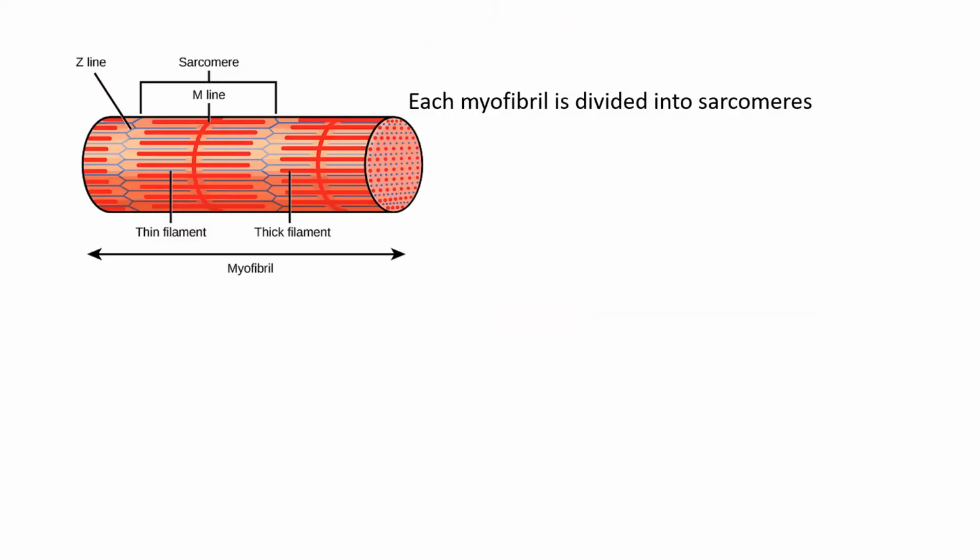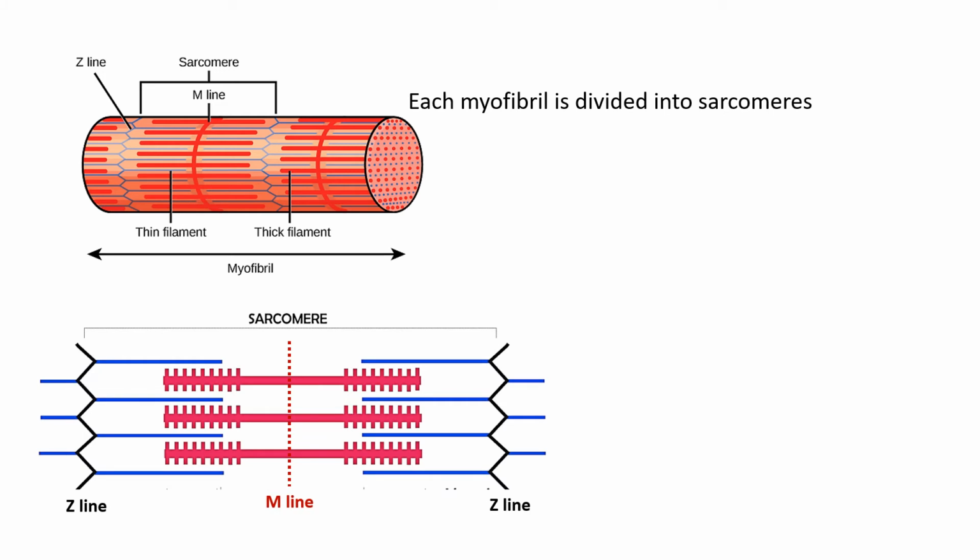As we said, each myofibril is divided into sarcomeres. In the middle of the sarcomeres, we have what is known as an M line, M for middle. If we look in detail at a sarcomere, you can see the M line in the middle. The blue lines in this diagram are actin. Actin is called a thin filament. And notice that actin doesn't reach across the M line. There is a gap in the middle. This is known as the H zone.